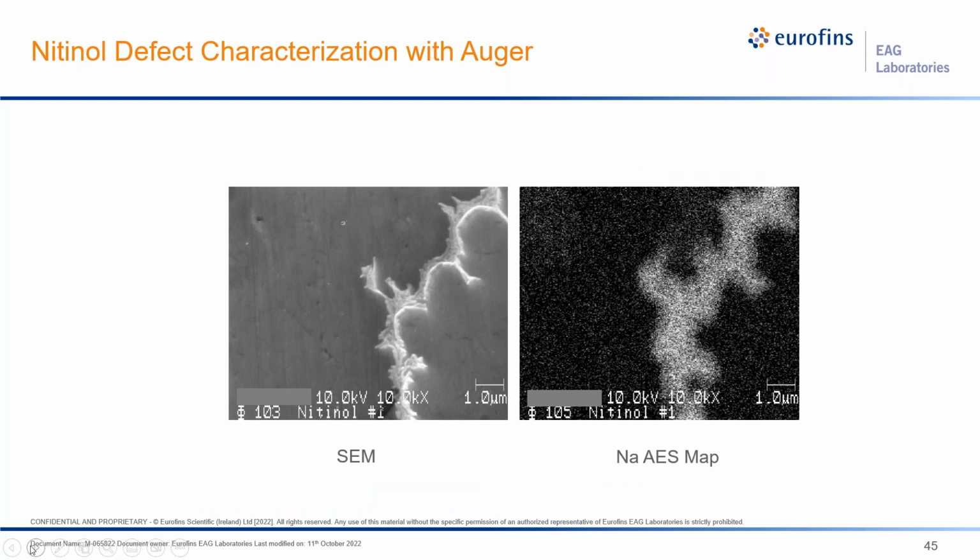Here, this SEM image of the dendrite is compared to the sodium Auger map, and you can see that almost the entire defect is covered with sodium.